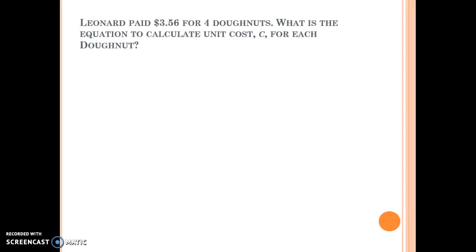Leonard paid $3.56 for 4 donuts. What is the equation to calculate the unit cost C for each donut? What is the cost? We have $3.56 for 4 donuts. What would be the unit cost? $3.56 divided by 4.